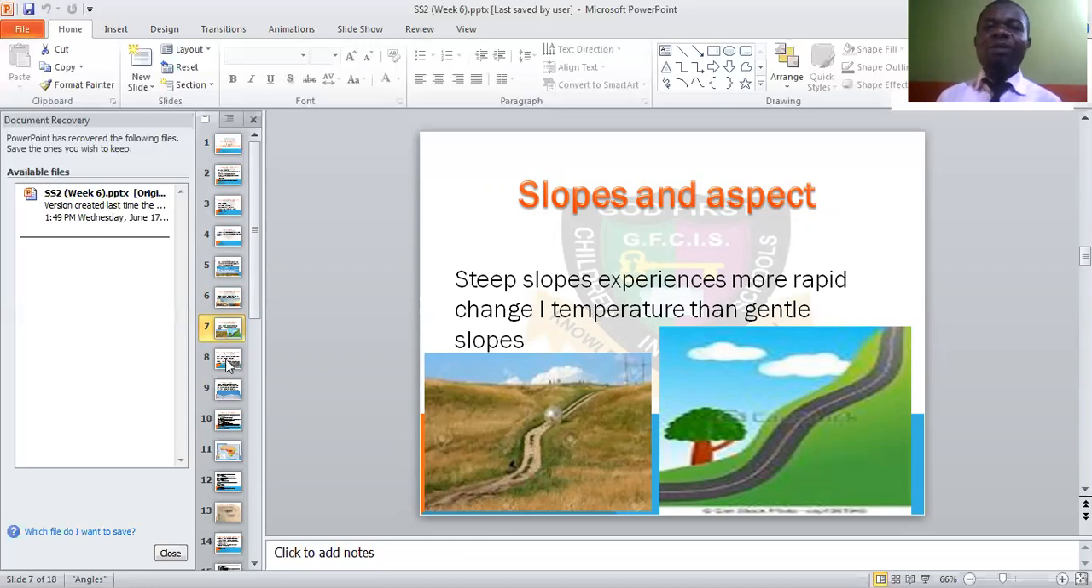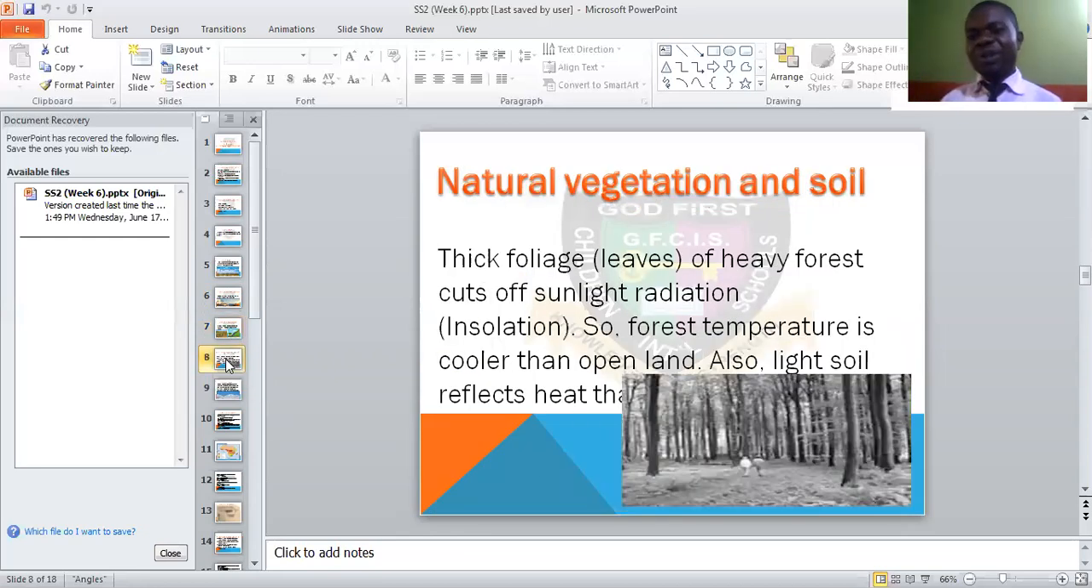Then we also need to look at natural vegetation and soil. A forest is a forest. The foliage, that is the thick leaves of the forest, cuts off the sunlight energy. As they form a canopy on top, the sun rays, the radiation or the sunlight that is supposed to touch the ground, is being cut off or reduced by the leaves of those forest plants. And so the temperature in the forest is cooler than that of ordinary open ground.